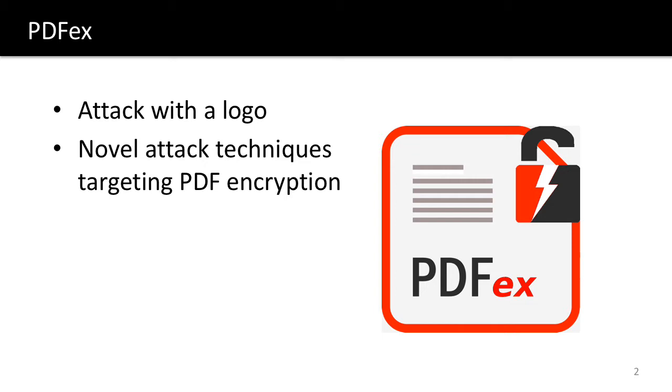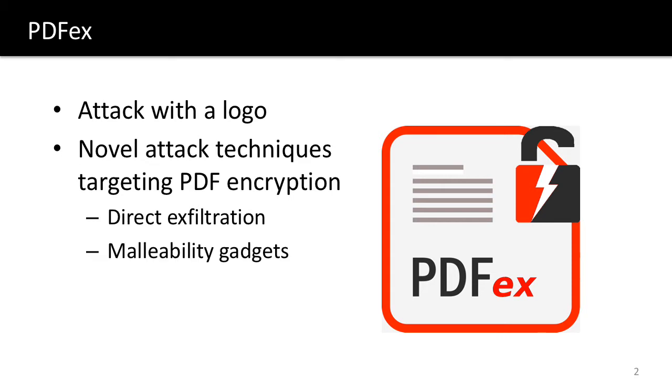One based on flaws in the PDF data format structure, which allows for partial encryption. We call this attack direct exFiltration. The other one is based on actual crypto, so on flaws in the used block cipher modes of operation. We call this attack Malleability Gadgets.